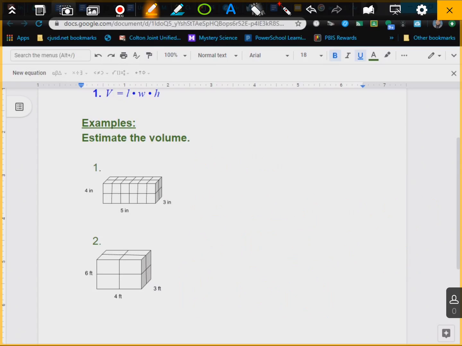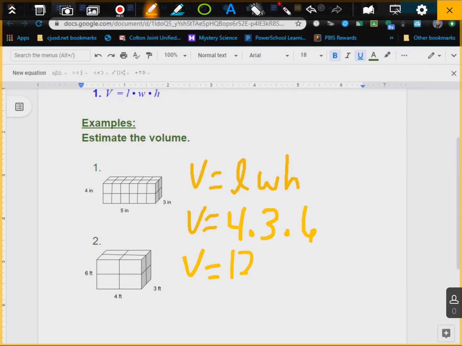Number 2, volume equals length times width times height. I want you to write that down every time. Volume equals, the length is 4, the width is 3, and the height is 6. So I'm going to do 4 times 3, which is 12. 12 times 6 is 72 feet cubed.